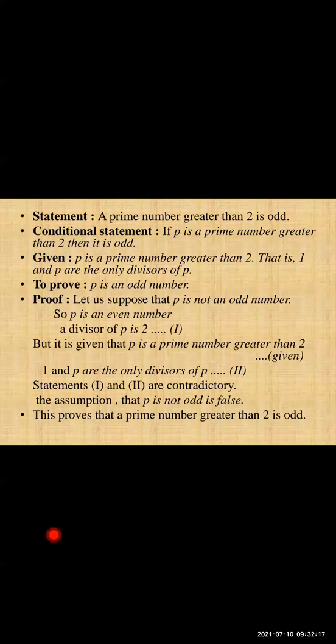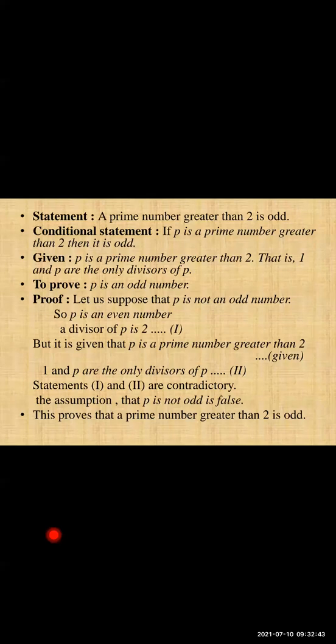But we supposed that P is not an odd number, so it becomes an even number. And if it is an even number, 2 is its divisor. Means 1, P and 2. Again, 3 divisors of P are there, which becomes a contradiction to the given statement. So whatever assumption we have taken is not true.